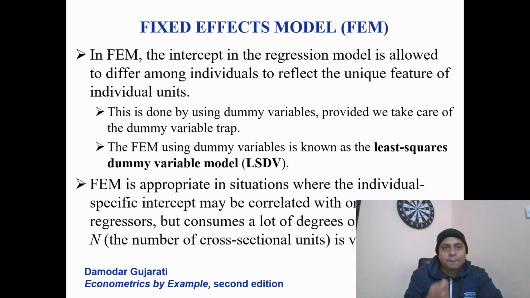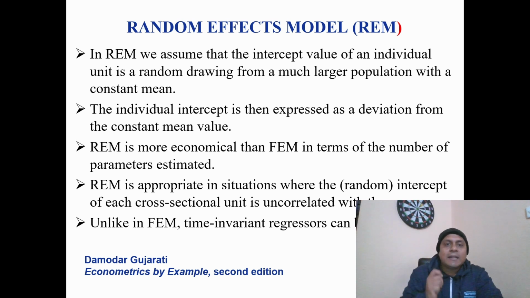The fixed effect model is appropriate in situations where the individual specific intercept may be correlated with one or more regressors. For example, the population change in a country is related to economic growth, or the size or geographical location of the country is related to the country's economic development or trade. In that case, the fixed effect model is more appropriate. But it will consume a lot of degrees of freedom, and practically I don't recommend the fixed effect model. Rather, we recommend the random effect model.